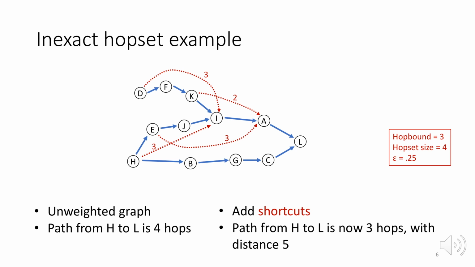So in this example, the hop bound is 3 because we can get from one node to any other node in the graph in at most 3 hops, and the hopset size is 4 because we've added 4 edges, and epsilon is 0.25. And so in this example, the distance from H to L is a 1.25 approximation, but the rest of the shortest path distances are exact.